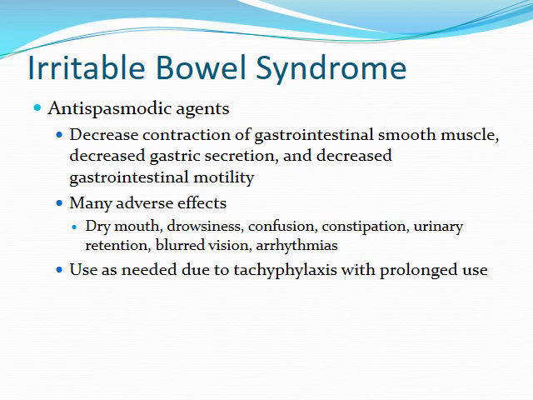Again, looking at antispasmodic agents, these are going to help decrease contraction of the GI smooth muscle, hoping to decrease gastric secretion and motility. Most of the time these are going to be anticholinergic agents, so you see issues of dry mouth, drowsiness, confusion with it, and in some cases actually end up causing constipation to occur.